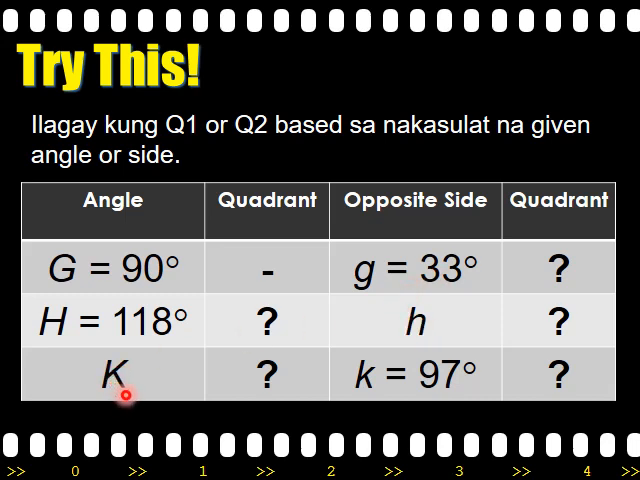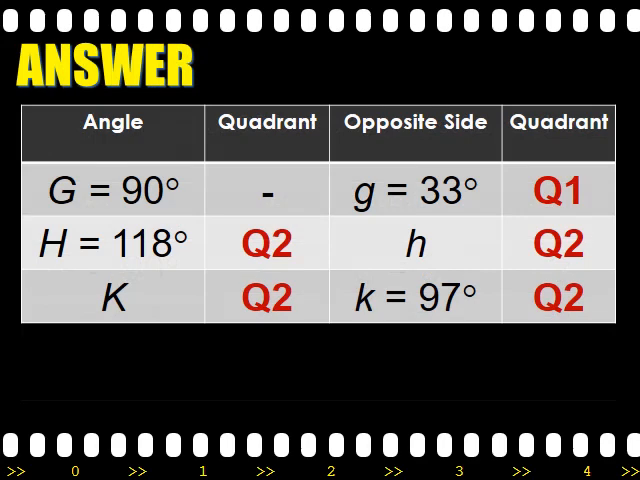So, kung si angle K ang given, anong quadrant to? Tapos, ang given side niya na opposite side is ang side K, which is 97 degrees. Anong quadrant siya? Okay, so, try to figure out your answers before natin siyang i-move on. Pause mo muna itong video na to. Sulat mo muna yung sagot mo, para pag nakita mo yung sagot on the following slide, malaman mo kung tama yung sagot mo. Okay. So, click na natin.